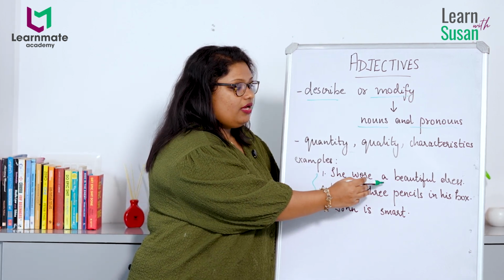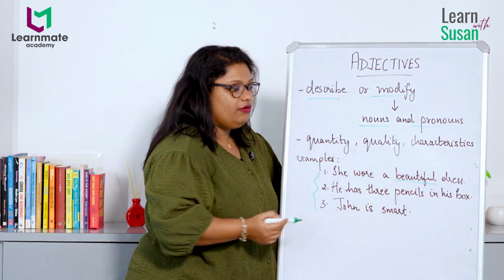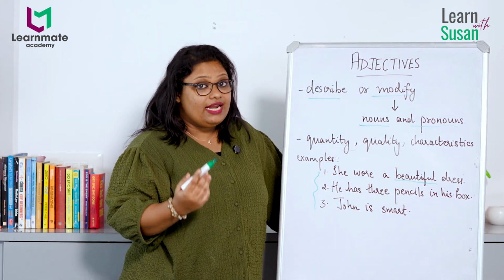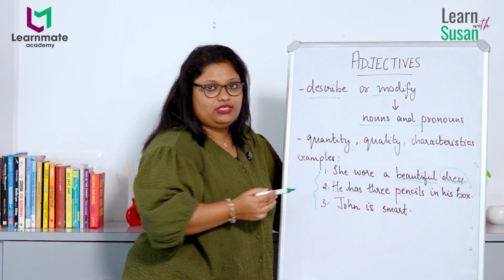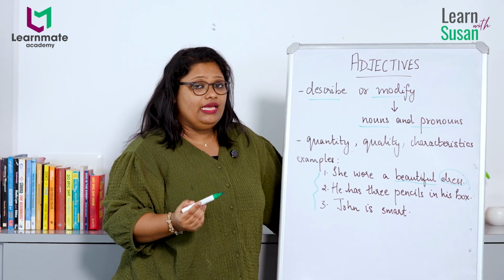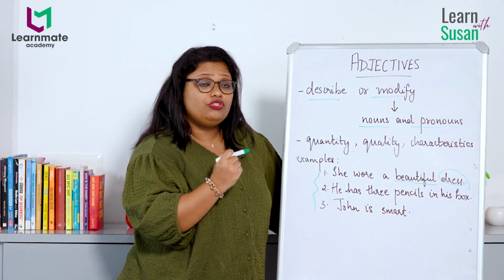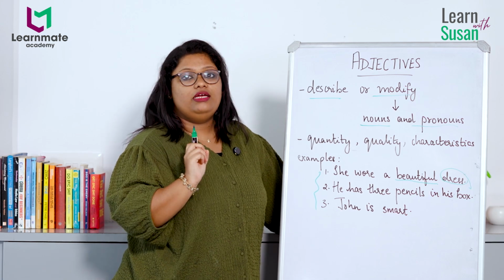She wore a beautiful dress. This word beautiful is an adjective because it describes the noun dress. I'm saying the dress that this person wore is very beautiful, so it shows the quality or the characteristic of that particular dress.